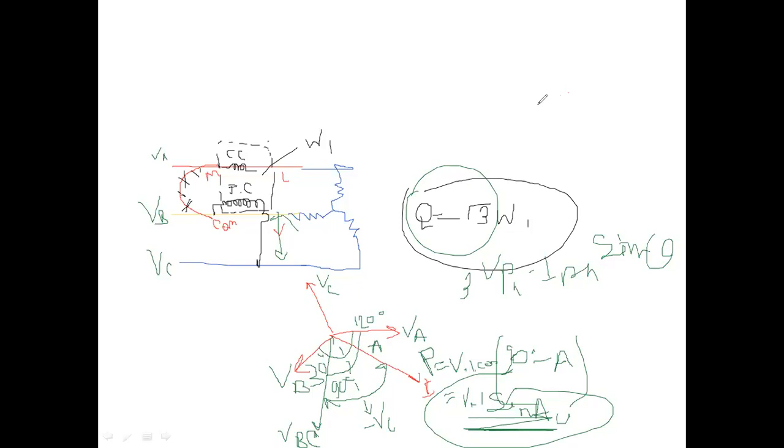Guys, do you have any question? I think you can get this connection diagram. Whatever the wattmeter is reading, this W1, it will be multiplied with root 3. Then we can get the reactive power.